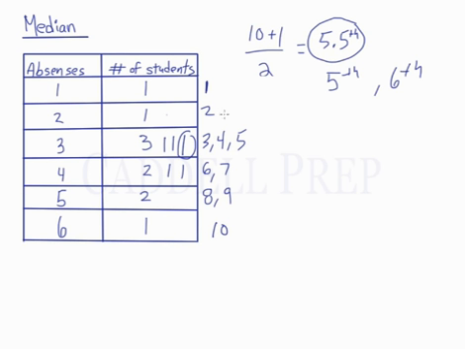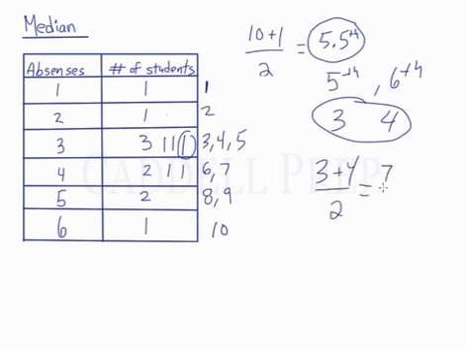So the first number is 1, the second number is 2, the third number is a 3, the fourth number is a 3, the fifth number is a 3, the 6th number is a 4, the 7th number is a 4, the 8th is a 5, the 9th is a 5, and the 10th number is 6. So the 5th number is 3, and the 6th number is 4. So we just find the average of these two. And again, we get that the median is 3.5.